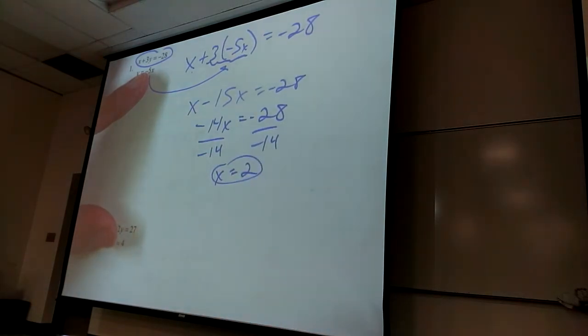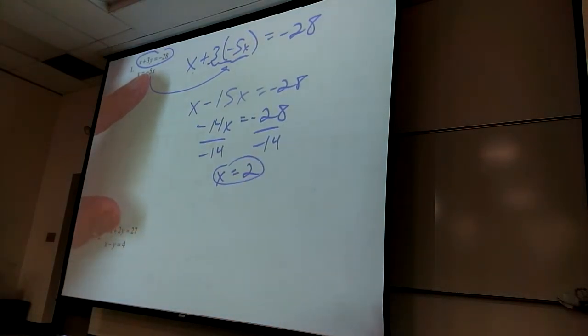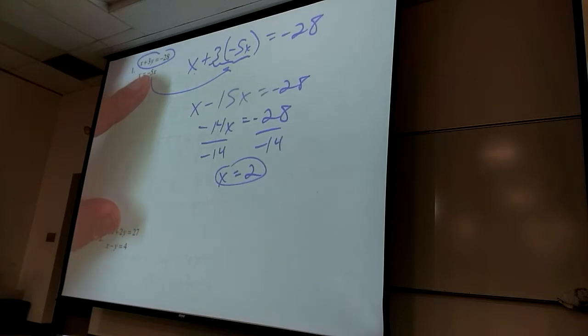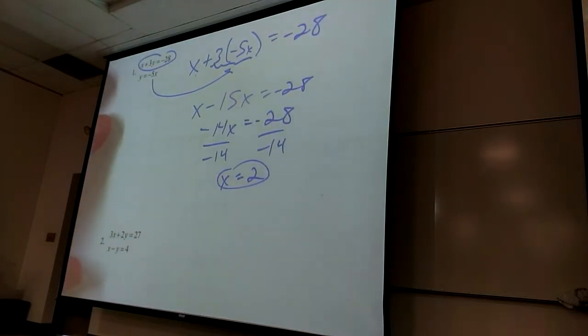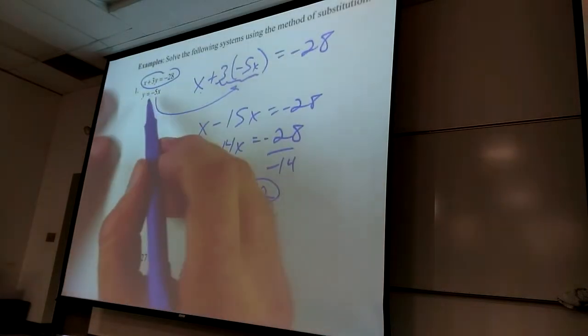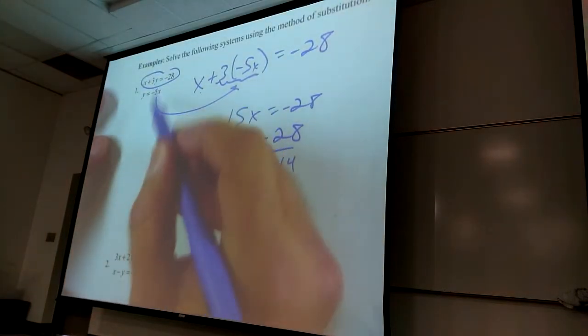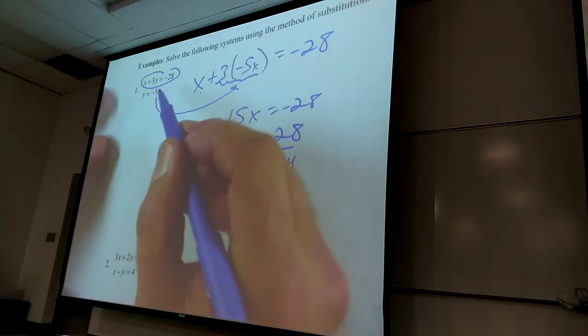Now, if you circle that and keep going, why are you wrong? You've got to plug it back in. Yeah, you got to know what y is. The beautiful thing about this method is I have an equation, so I can plug it into either one. Why does it not matter which one I plug it into? Because they both have y's.